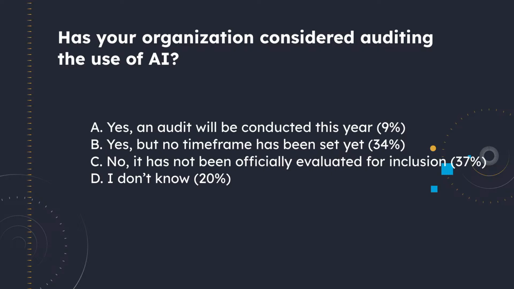So as far as responses go, here is what we are seeing in terms of, has your organization considered auditing the use of AI? So 9% of you said yes this year. That's a little bit of a low number, but it is what it is, and we'll take it forward from there. Yes, but no time frame has been set yet. That's 34%. So again, it is being considered, and it is on the plan, if you will, on the drawing board. But we don't have a time yet, and that's okay.